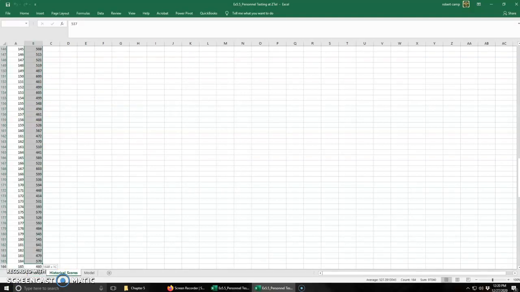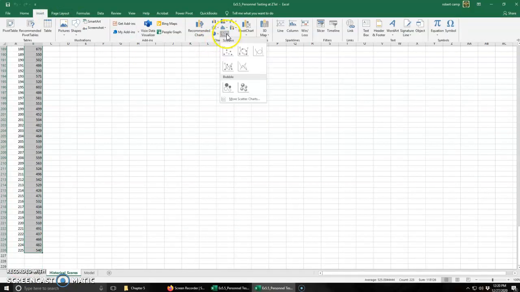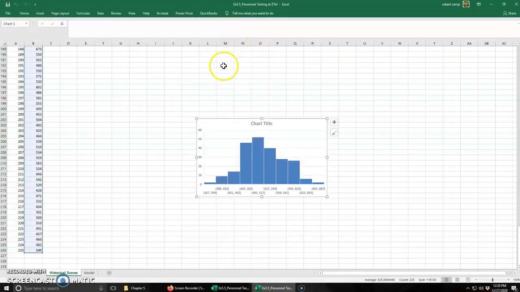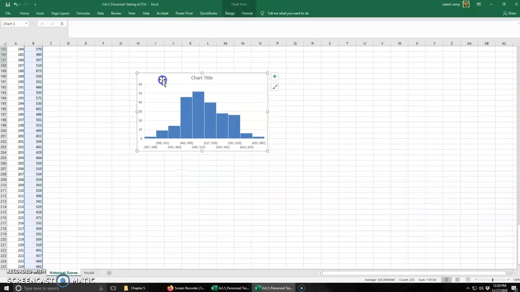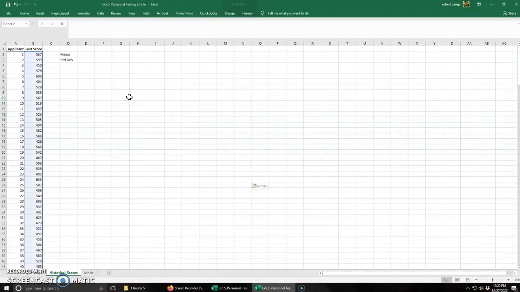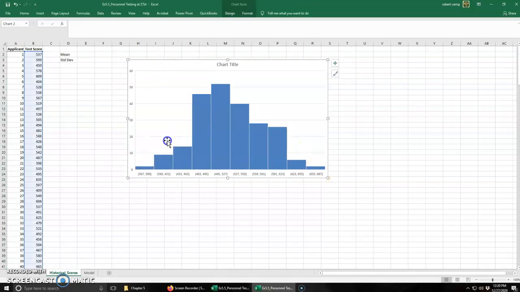So the very first thing we want to do is go to our data here and make a histogram. This is important because it will help us figure out if we have a normal distribution. So we'll go histogram. Let's just Control X to cut it, come all the way back up to the top here, Control V to paste. And there is our histogram.